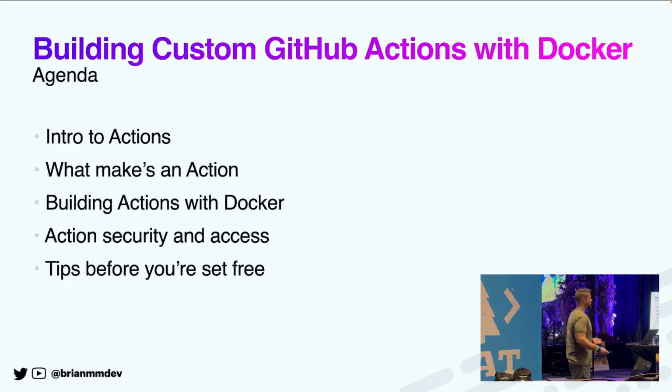We're going to talk about what makes an action, followed by how to build them with Docker. I have a small demo on how to build a Docker action with Go. We're going to talk about security and access, so you know how to use GitHub Actions within your organization in a private manner and how to access the repository securely. And then I've got some concluding tips once everything is said and done.